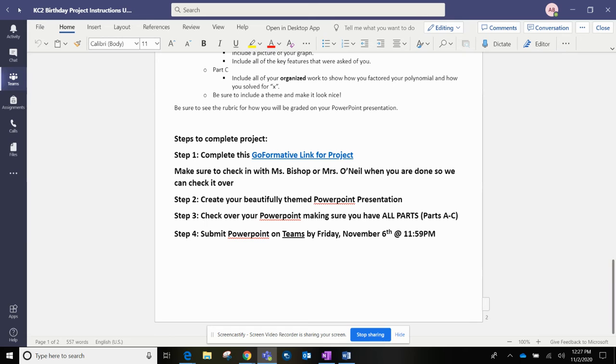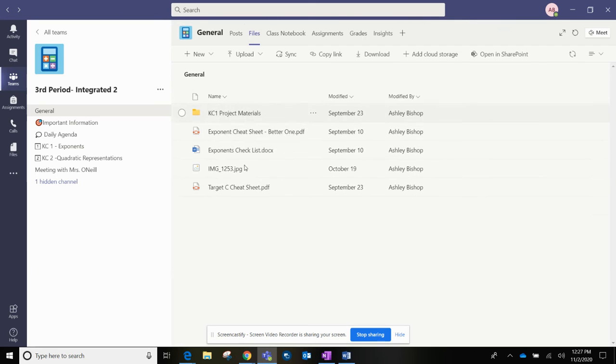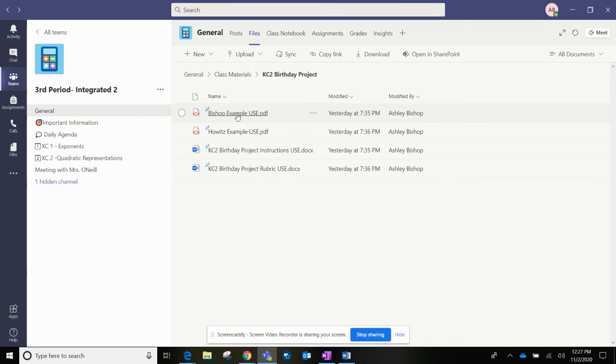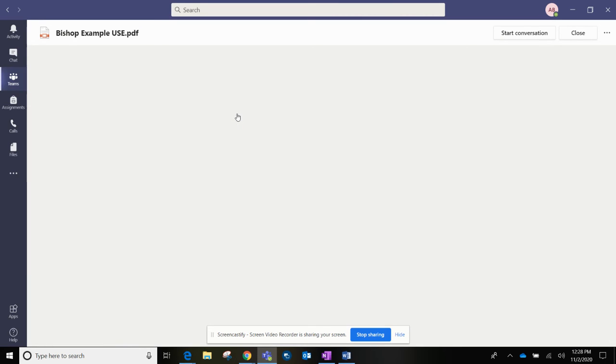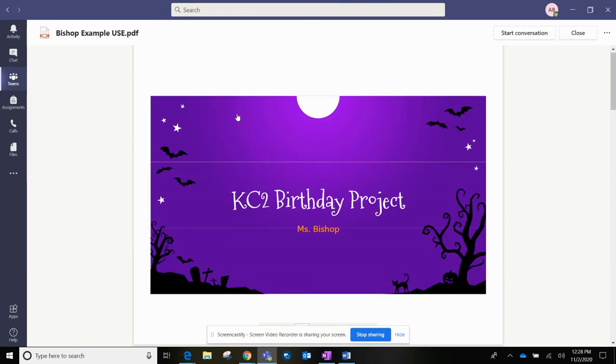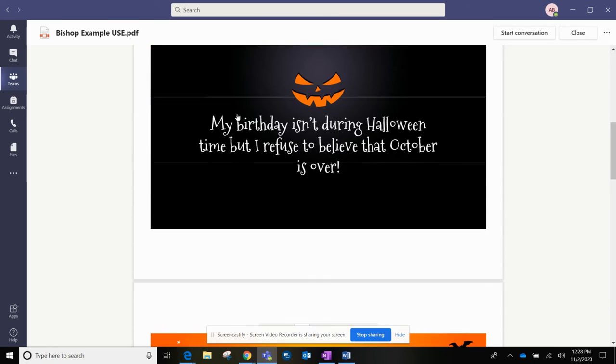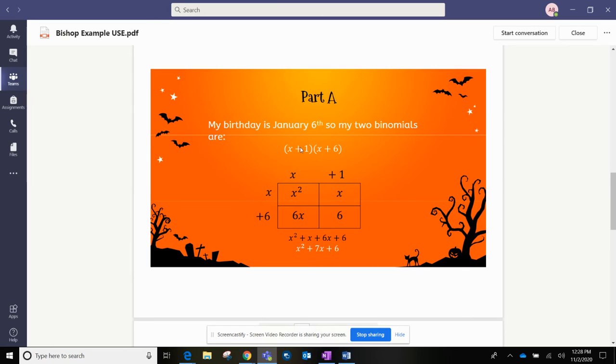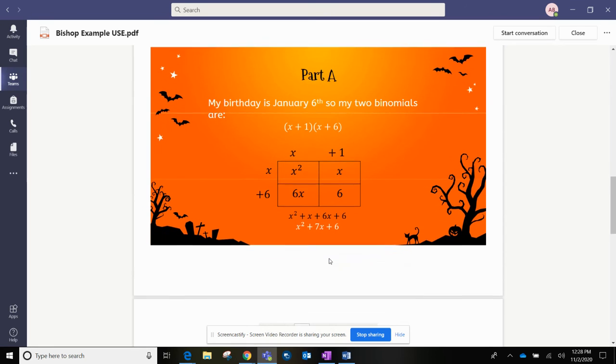Your rubric is also in this folder, so please make sure that you look for the rubric for how you are going to be graded. And then here's an example. Here's 2 examples, one for me and one for Mr. Howitz, who did it. So my theme was Halloween. Here's part A. I had x plus 1, x plus 6. I showed all of my work when I multiplied those two together, for a final answer of x squared plus 7x plus 6.